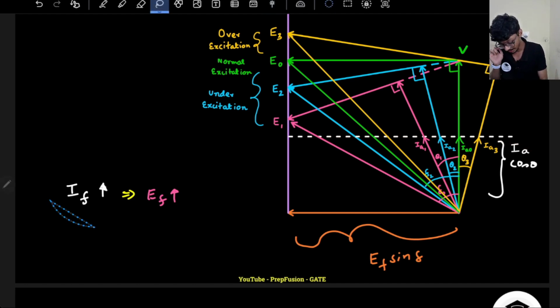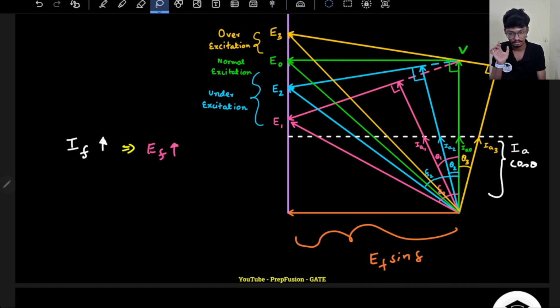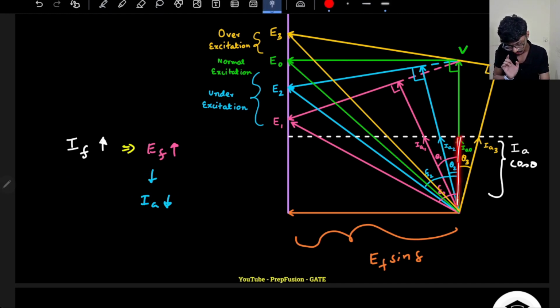Now is the time for conclusion. As I'm increasing my excitation, IA is reducing, but not always. As soon as I reach IA naught, that is known as the normal or nominal excitation. Here the value is IA cos theta, that is IA only. Just after this, the current is tilted again, but this length, IA naught, will be constant.